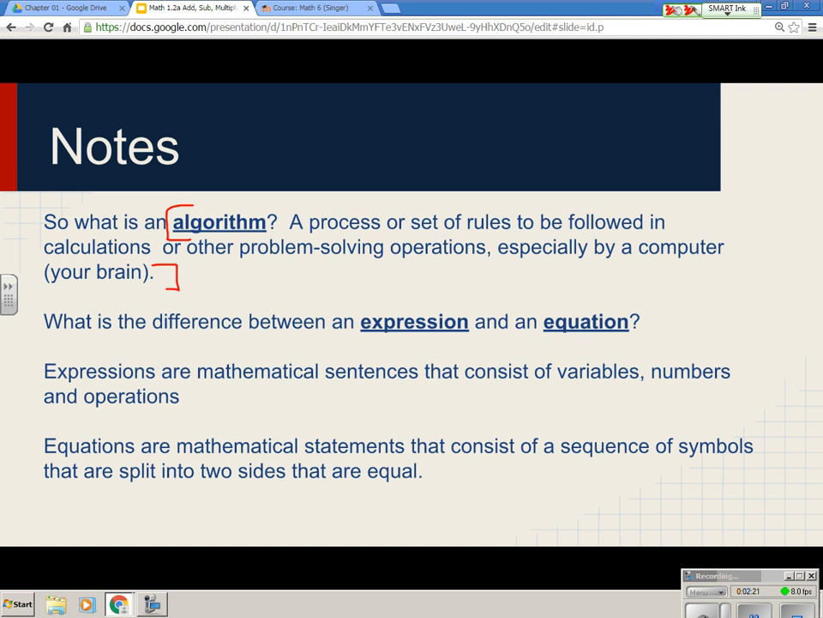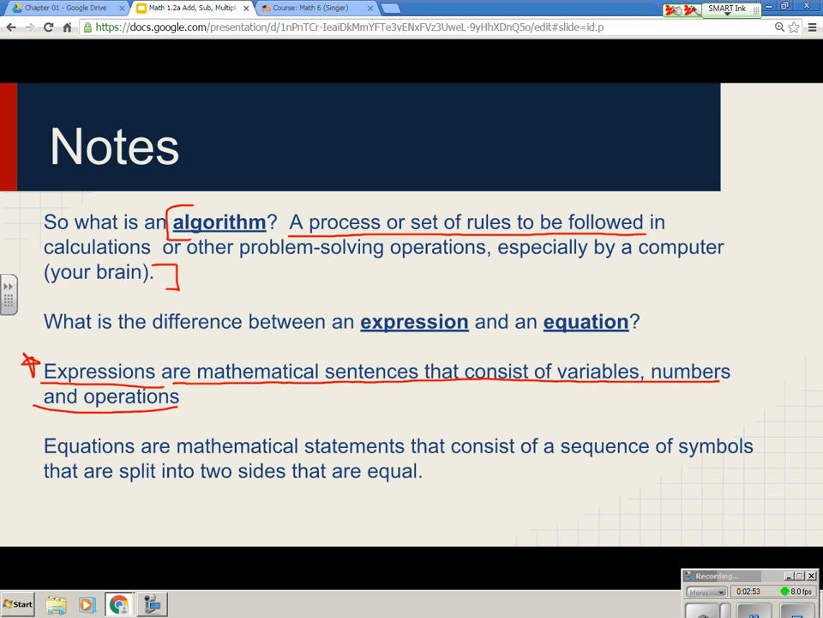Now we can shorten this down for your notes part. An algorithm is a process or set of rules to be followed, step by step, to get what you need. Now you're going to use algorithms to solve equations and expressions. So what's the difference between an expression and an equation? Expressions, okay, these are our notes here. Expressions are mathematical sentences that consist of variables, numbers, and operations.